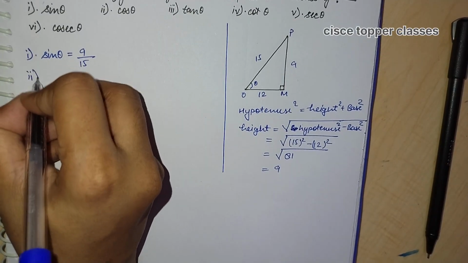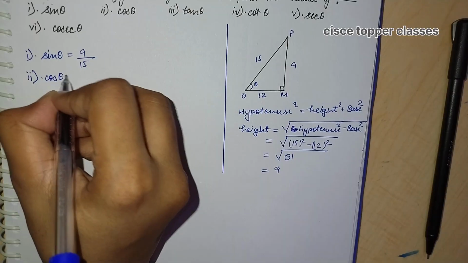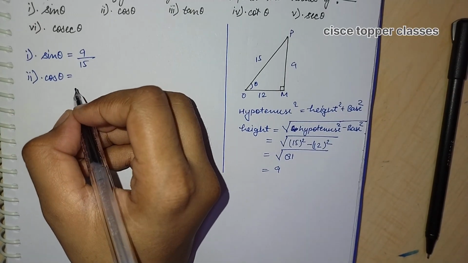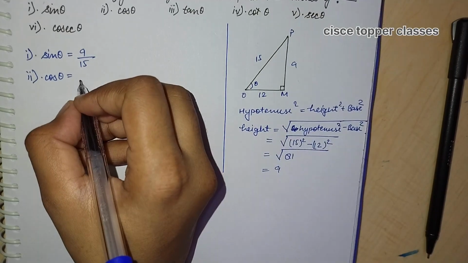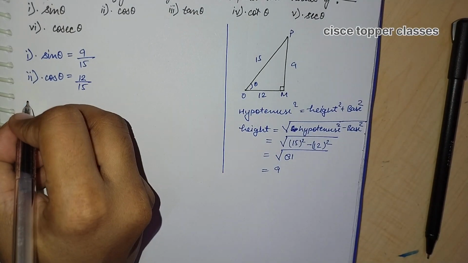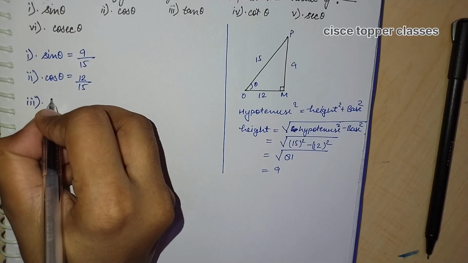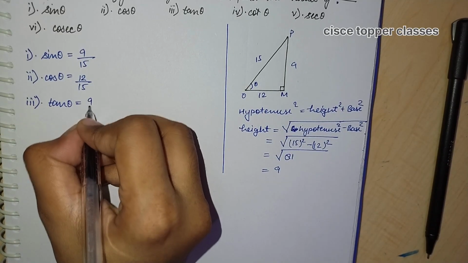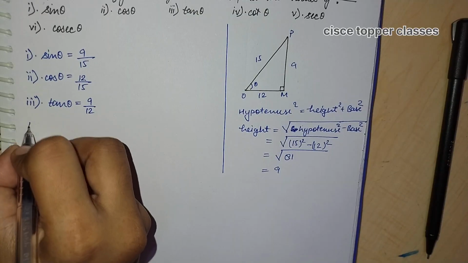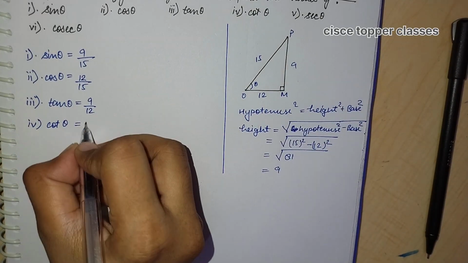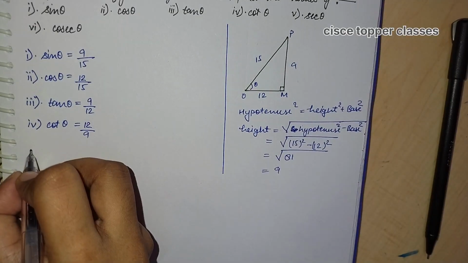Now the second thing which we have to find is cos theta. So cos theta will be here base upon hypotenuse, so we can write 12 by 15. The third thing asked is tan theta. Tan theta is height by base, so it will be 9 by 12, perpendicular upon base. Fourth is cot theta, the reverse of tan theta. So it will be 12 by 9, base by height.